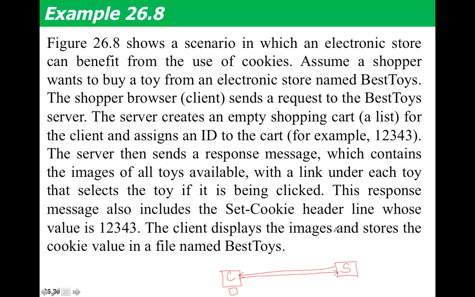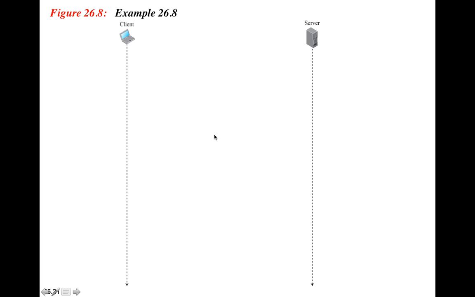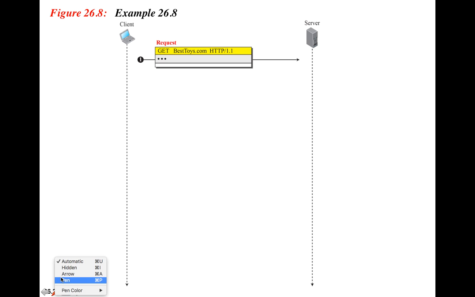Cookies can have good use. They can also be controversial in their use. We will, in this case, look at a simple use of cookies for online shopping. So we have a client that is visiting the website besttoys.com. So we say get besttoys.com, HTTP 1.1.